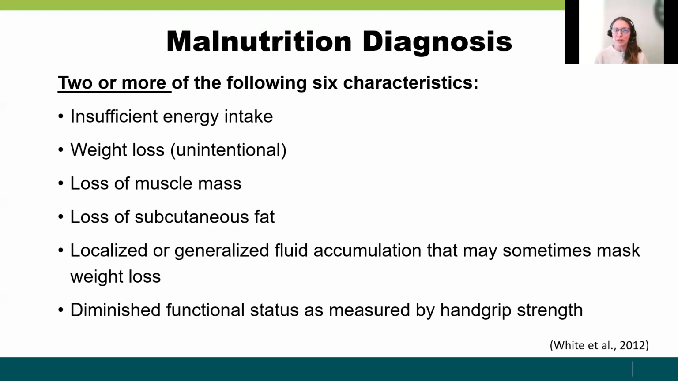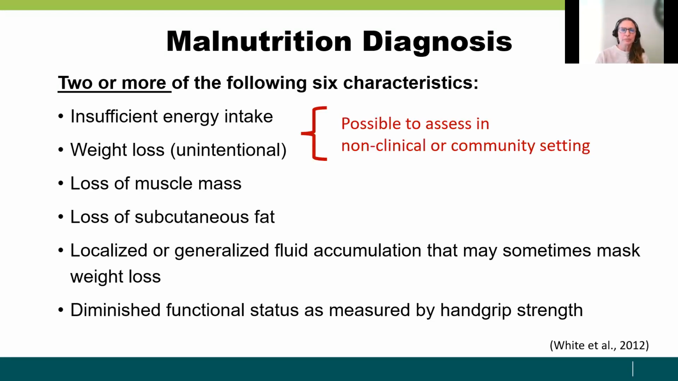If there's a loss of muscle mass or a loss of subcutaneous fat. Fluid accumulation is one of the characteristics, but it can be impacted by many disease conditions and also can mask problems with weight if there is fluid accumulation. So keeping those things in mind. And then the 6th characteristic is a diminished functional status as measured by hand grip strength using a hand grip dynamometer.